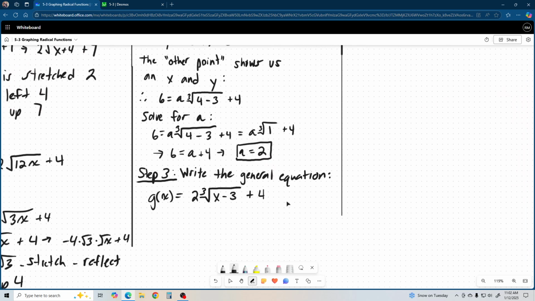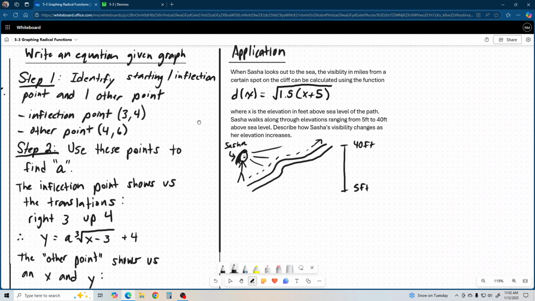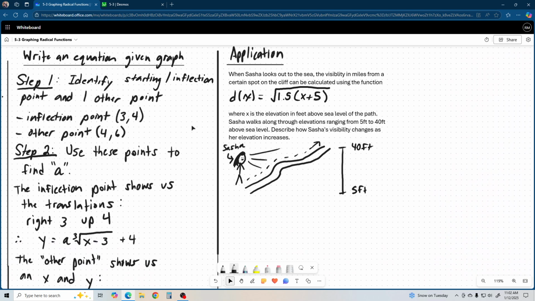Okay. All right. So how to write an equation given a graph. In other words, if they give us a graph, if they actually give us something to look at, how can we use that graph to determine what the equation would be? Okay. So I'm going to break this down to you step by step, and it'll make sense by the end, I promise. All right. So step 1 is identify the starting inflection point and one other point.